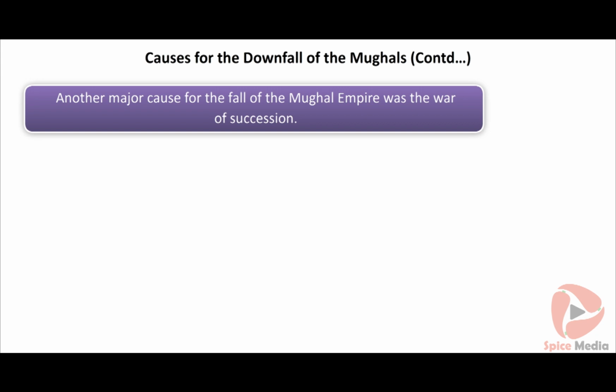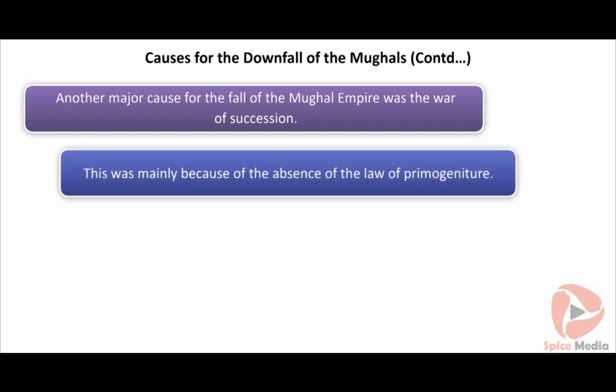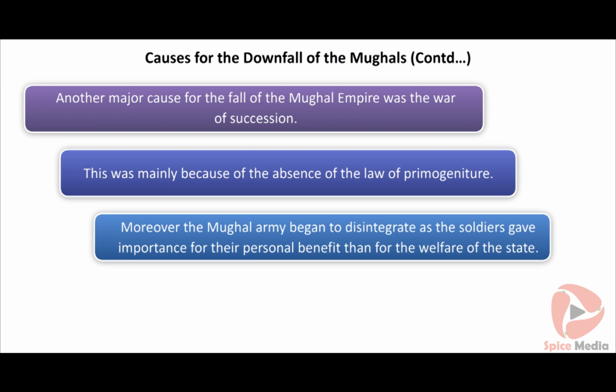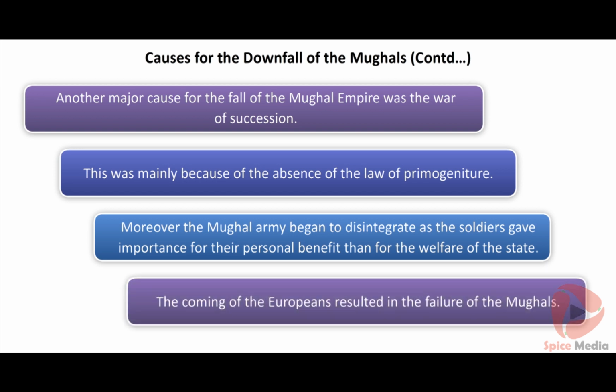Causes for the downfall of the Mughals. Another major cause for the fall of the Mughal Empire was the war of succession that broke out among the sons of the emperors. This was mainly because of the absence of the law of primogeniture. Moreover, the Mughal army began to disintegrate as the soldiers gave importance to their personal benefit rather than the welfare of the state. The coming of the Europeans resulted in the failure of the Mughals.